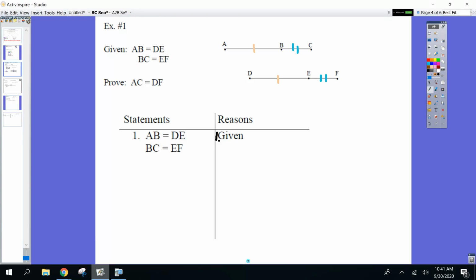Does everyone see right now? You have to add to get to the proof statement. Everyone see that? Okay. So here's what we're going to write in number 2 then. You've identified that you need to add. Tell me what you're adding together. What two segments are you adding together?